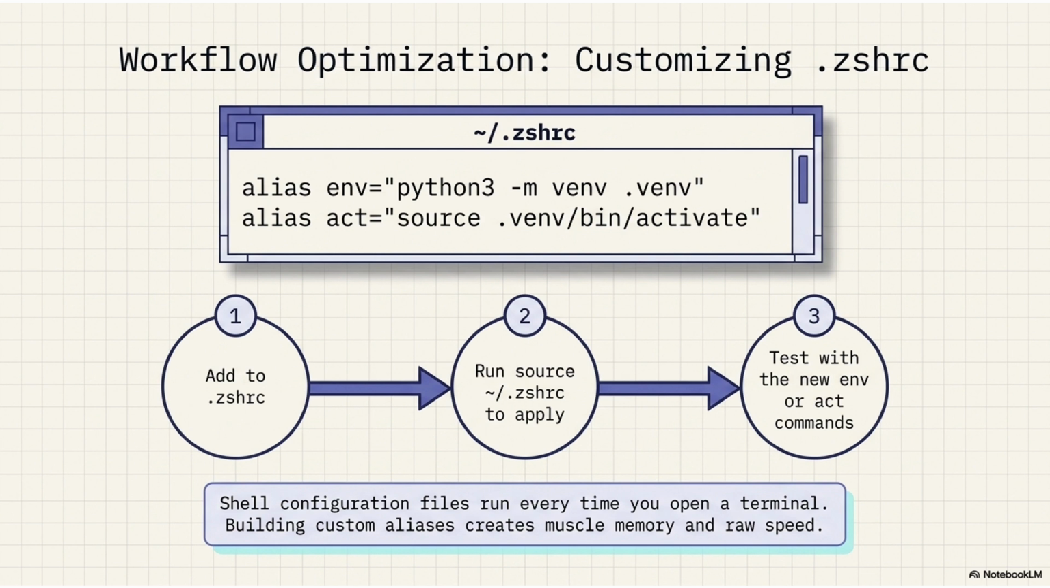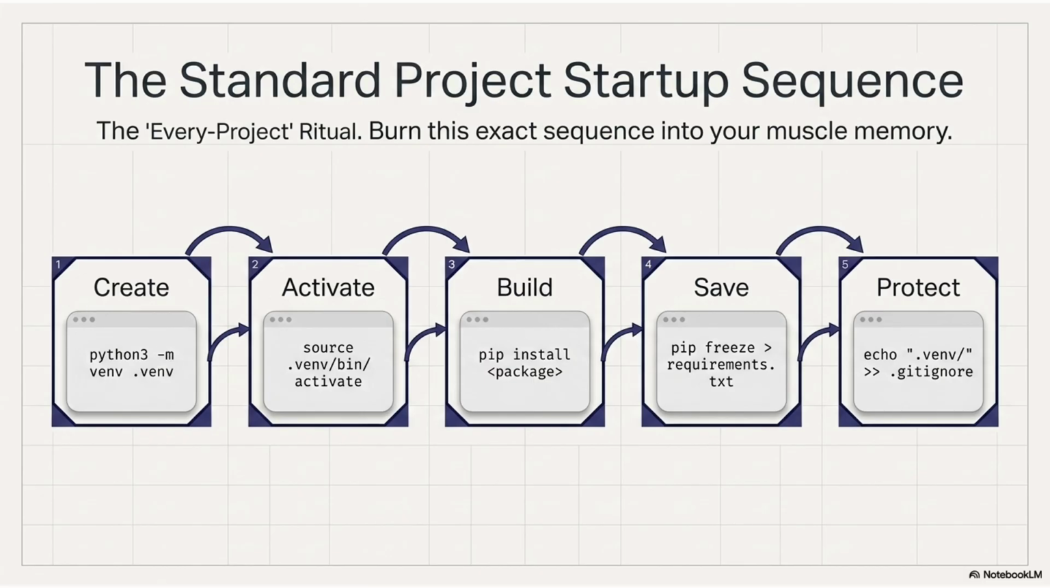The note at the bottom explains why this matters. The shell configuration files run every time you open your terminal. Building custom aliases creates muscle memory and raw speed. Over a semester of development, these 2 aliases save you up to hundreds of keystrokes and eliminate the forgot-to-activate error because activation becomes a 1 keystroke habit.